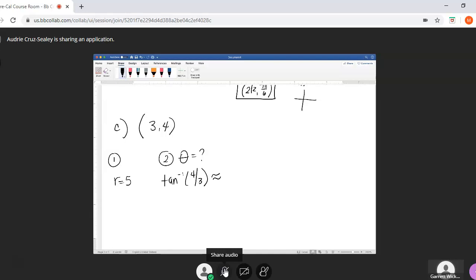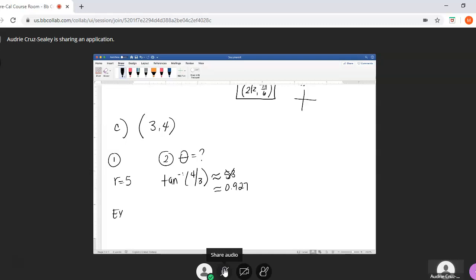53.130. Oh, we're in degrees? Okay, let's say they were radians. Go to radians. Okay, 0.927. It's okay, 0.927 is fine. Okay, so we have that. Now, what quadrant are we in? One. Okay.